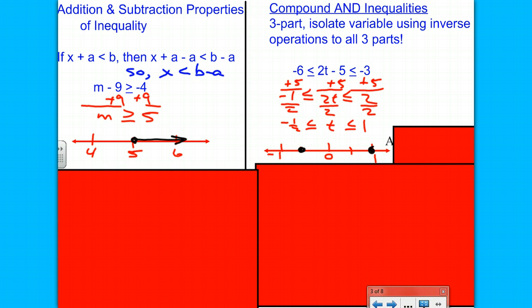And t is greater than -1/2 and t is less than 1. Can you be greater than -1/2 and less than 1? Yes, and that's what and inequalities show us. They show us a segment, right? 2 endpoints and a segment, because the solutions are satisfying both.